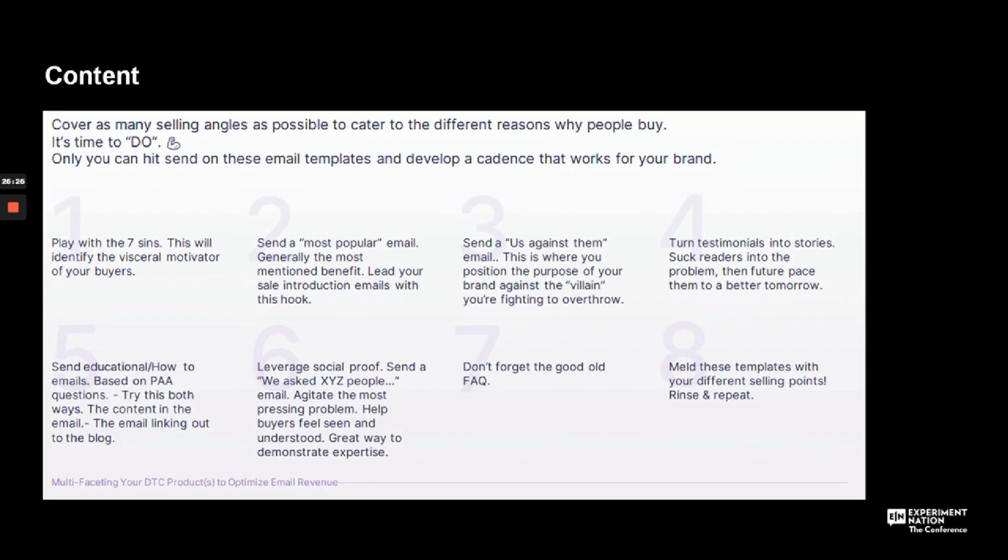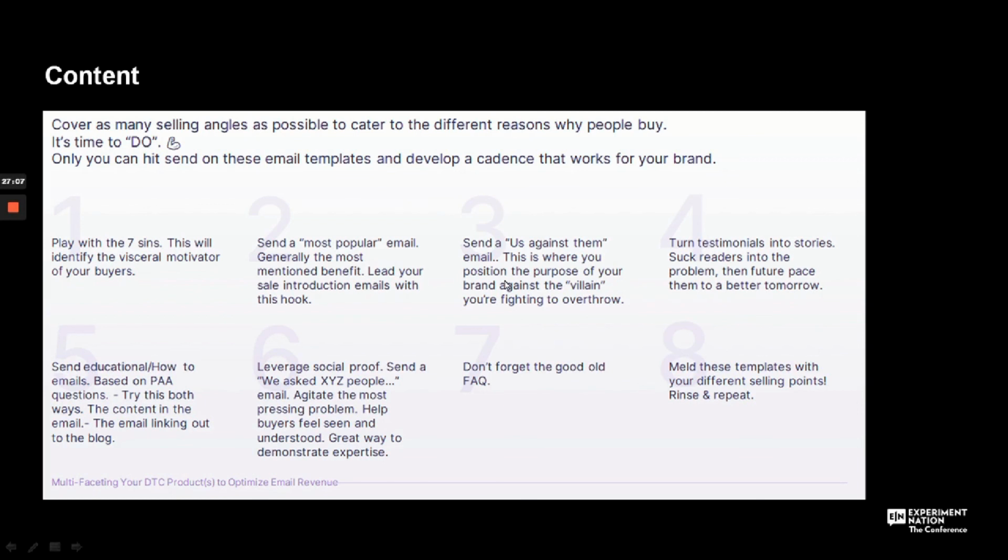Send educational emails. This is where the people also asked questions come in really handy. The educational emails are going to be a little bit more specific than the head term of the brand. For example, if you are selling a supplement brand, don't send an educational email that tells them what supplements are. Send an educational email that talks about how to use supplements, how can I use vitamins with probiotics, that sort of thing.